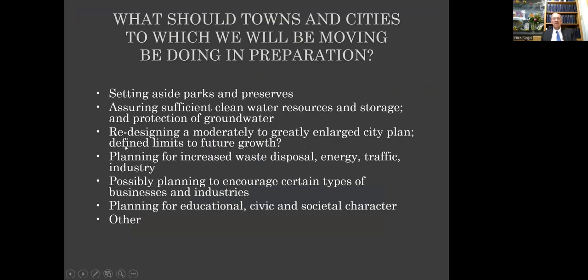I add this slide in case you're in a higher elevation community, because you should be really worried about us coming, because we will come, and you can prepare for it. You should be setting aside your parks and preserves, making sure you have clean water, deciding how large a city you can handle, waste disposal, energy. Your city. If you don't, we're just coming and going to make a mess of it.